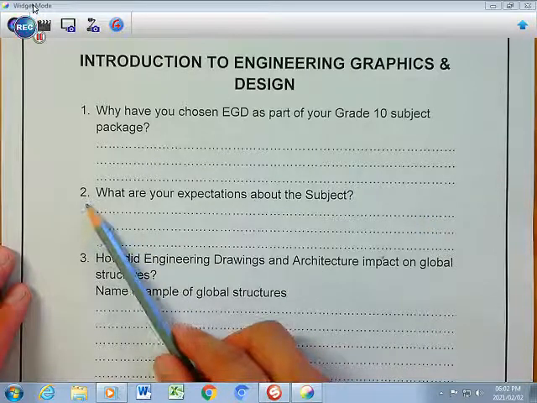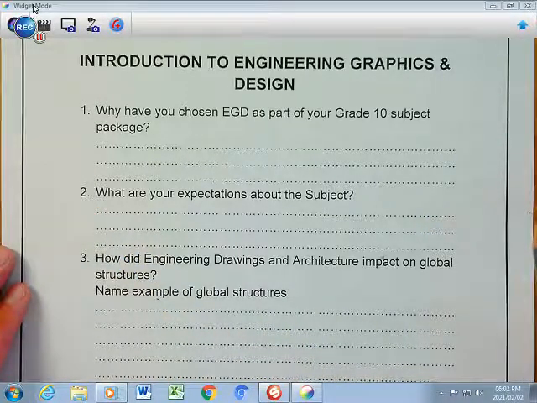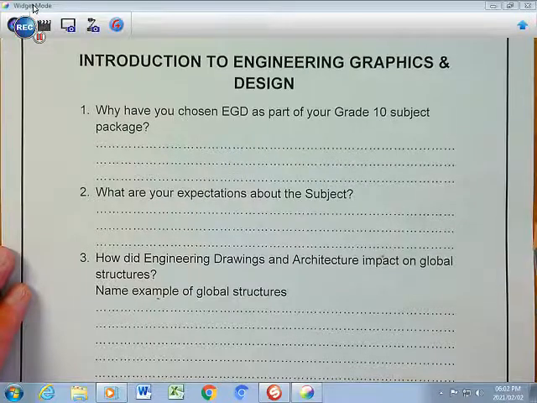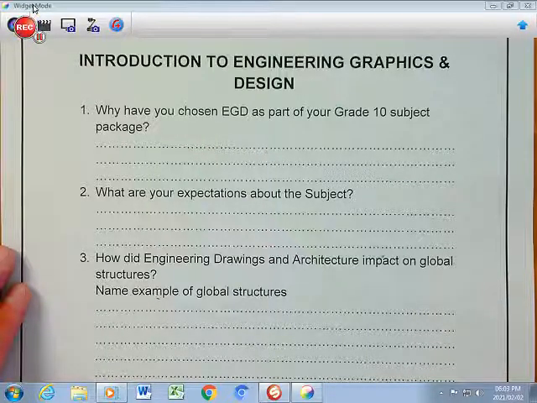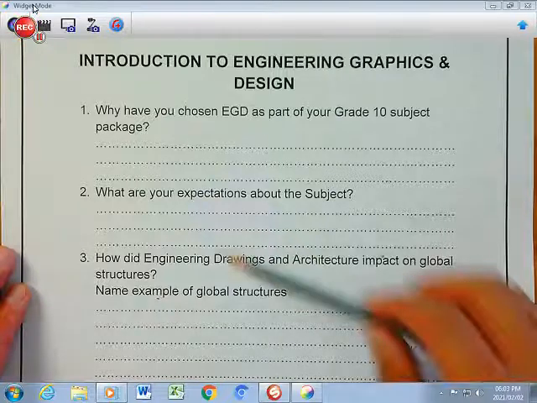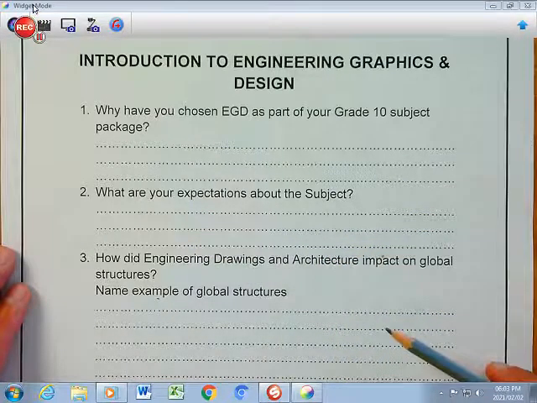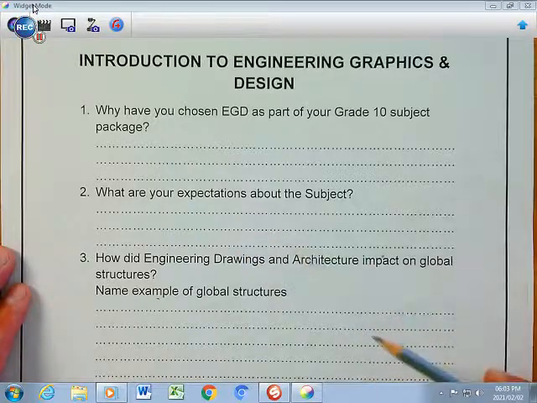And look at the second question. What are your expectations about the subject, engineering, graphics and design? What do you expect to get out of engineering, graphics and design throughout the year and your ultimate goal at the end of this particular year which you are in? And maybe hopefully 3 years from now when you graduate in grade 12, what is it that you want from the subject? You can jot it down in this space over here which has been provided for you.